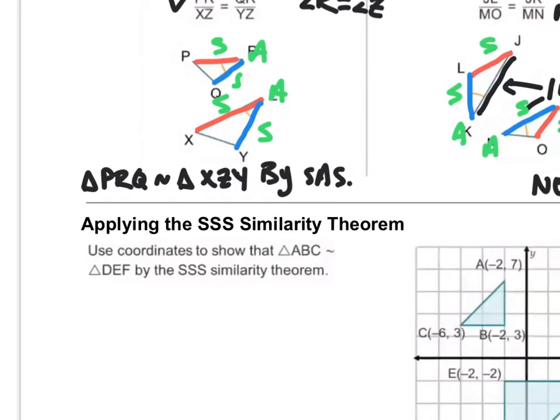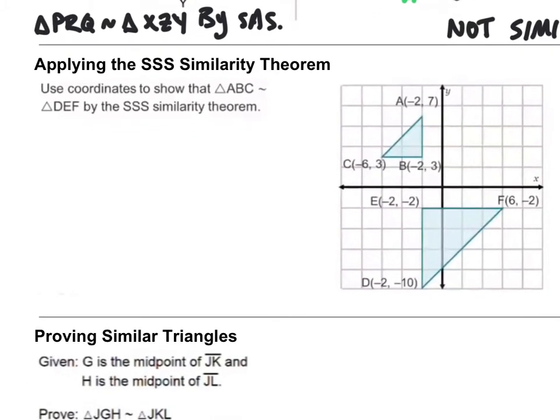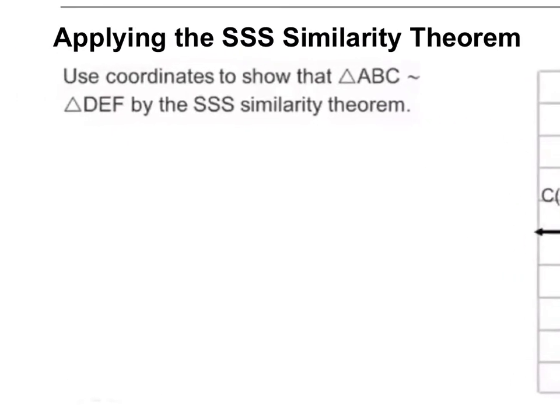All right, so what I want to do on this one is apply the side-side-side similarity theorem, and I want to use coordinates to show that triangle ABC is similar to triangle DEF. Well, here's the beautiful thing about this: they want us to show this. They've already given us part of the answers, folks. Okay, so I know that A corresponds with D. I know that B corresponds with E. And I also know that C corresponds with F, okay?